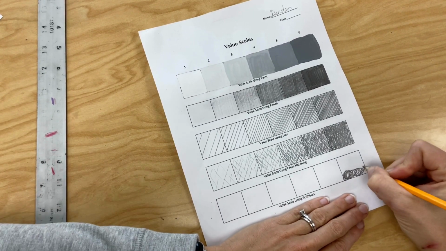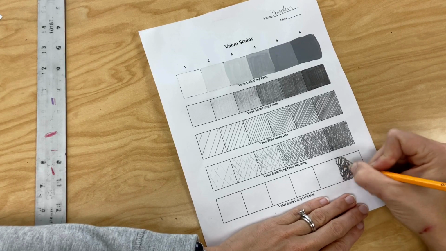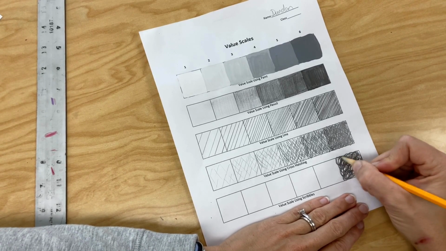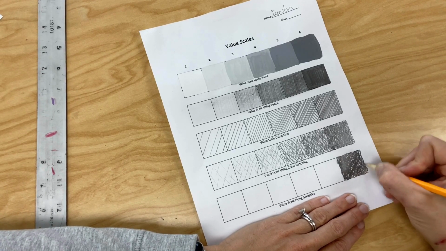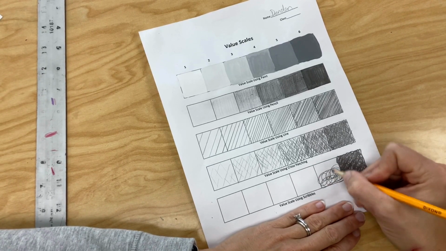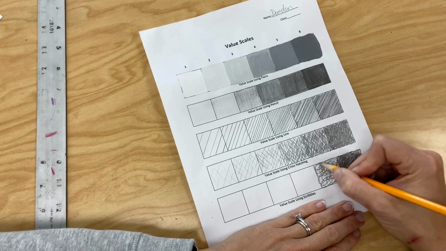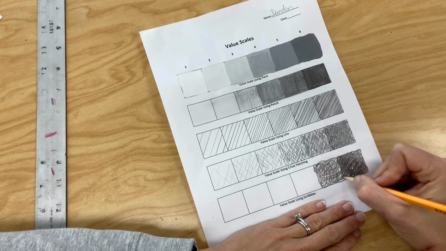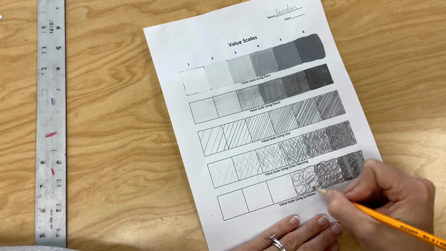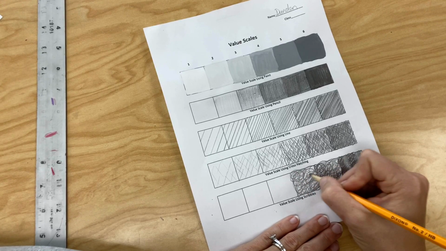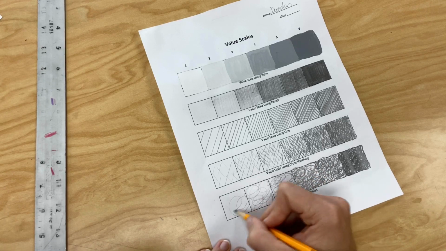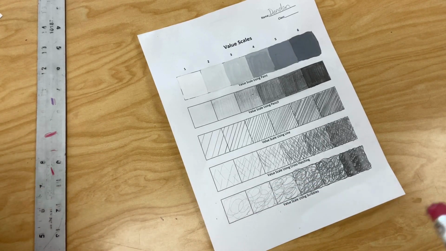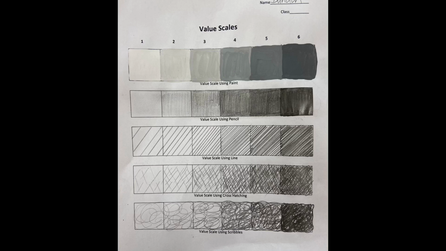The last value scale that you're going to complete is scribble. Now this isn't an out of control scribble, this is a controlled scribble. I'm keeping my scribbly lines within the box. It's more of a swirly, circly motion. And again, the more that you overlap your swirly, circly motion lines, the darker the value is. So I'm starting in box number 6, and then as you see, as I work down my value scale, I'm overlapping those swirls less and less to create that gradual transition from dark to light.